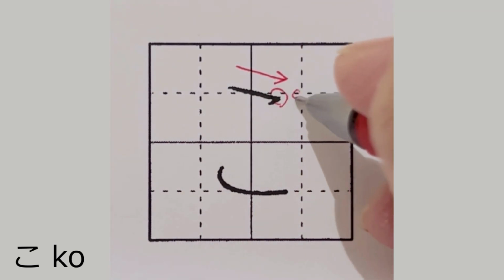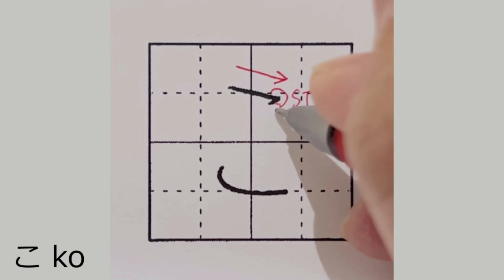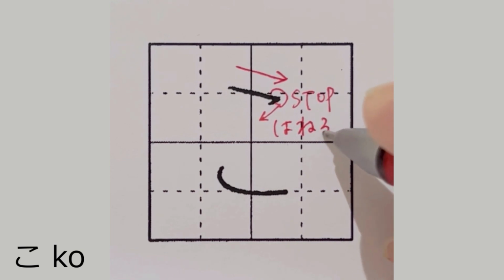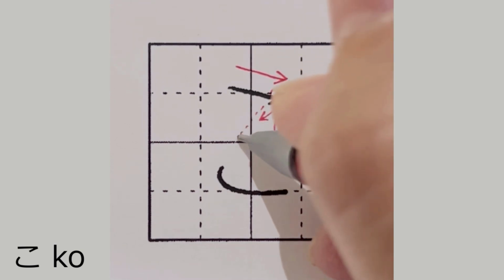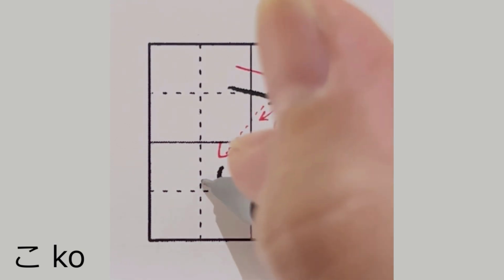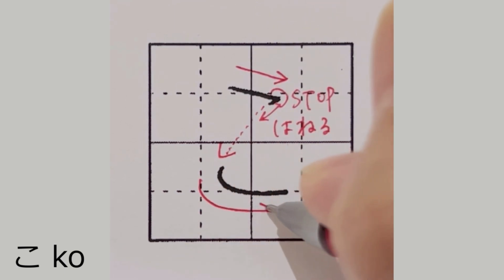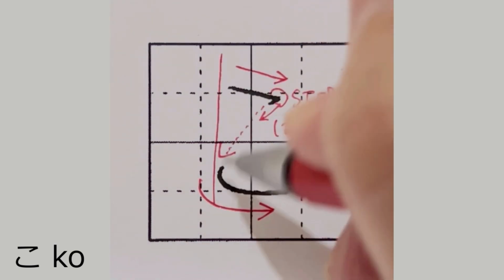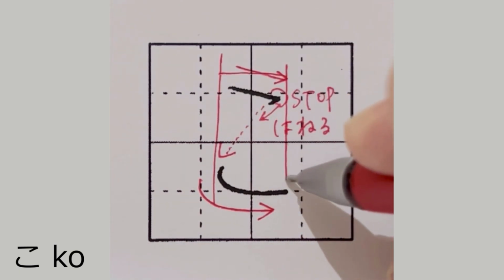The first stroke moves diagonally down to the right. Then stop and jump to the lower left. Connect as if it's continuous. The second stroke moves to the right horizontally. The overall shape is a vertically elongated rectangle.